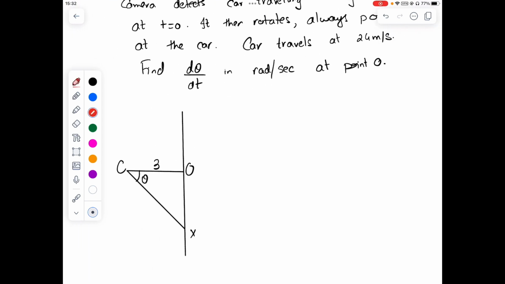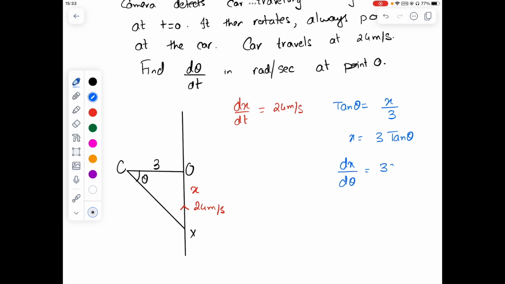So the car starts from x and moves at a speed of 24 meters per second. If this distance is x, then dx upon dt equals 24 meters per second. Now it is at an angle theta, so tan theta equals opposite side upon adjacent side. So x equals 3 tan theta. If I find the derivative, dx upon d theta equals 3 secant squared theta.